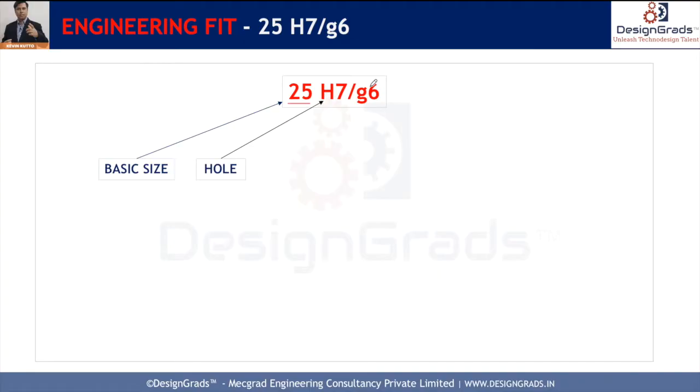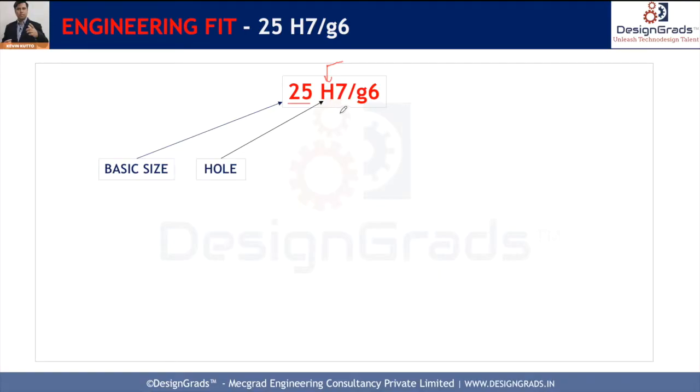Now what is this H all about? Capital letter represents the hole tolerance block. And specifically capital H represents that it is a hole basis system. Now what is a hole basis system and what is a shaft basis system? I have already explained in my previous video. I will recommend you to watch that. But we have to understand that either we'll have capital H to represent a hole basis system or we will have small h to represent a shaft basis system. In this example we have capital H, that means we have a hole basis system here.